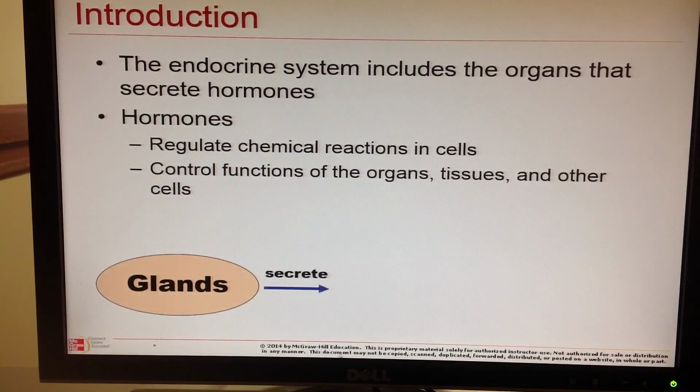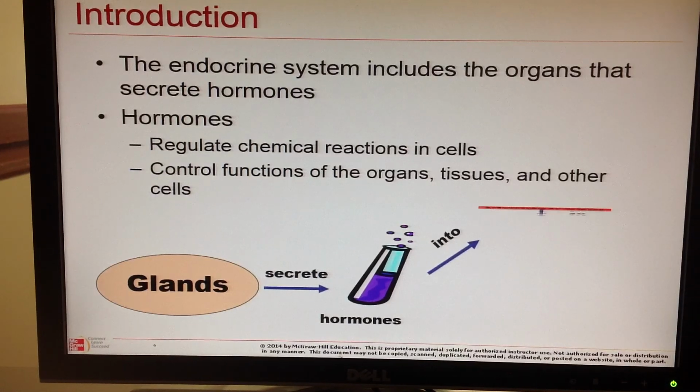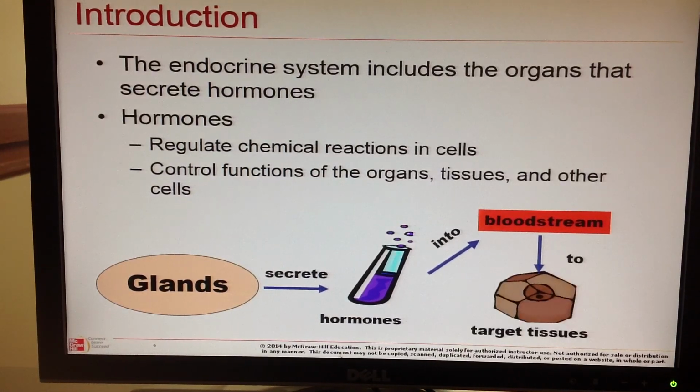Of course, you have glands that secrete hormones. Endocrine, endo meaning within, right? So the glands secrete the hormones, which go into the bloodstream, and from the bloodstream they reach certain target tissues. There's a really good picture on page 659 that shows you the different glands that are secreting certain hormones, and it also describes some of the target tissues.